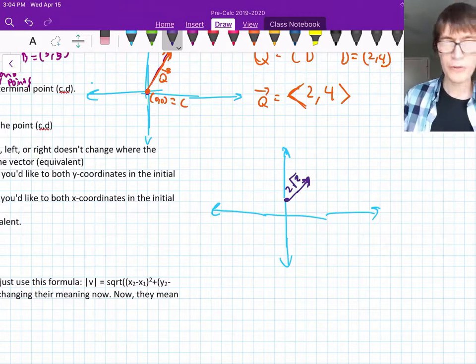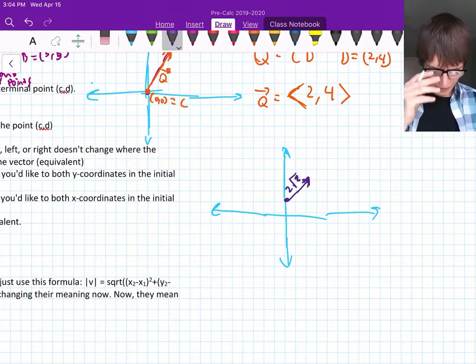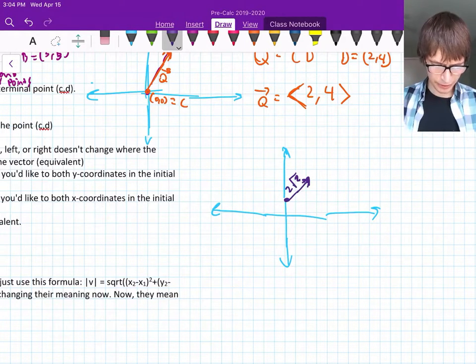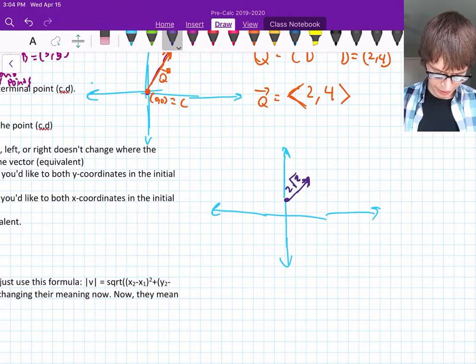Now let's say we moved it a little bit. Let's say we brought it down and put it over, let's say, down over here. We start at this point and go to this point.